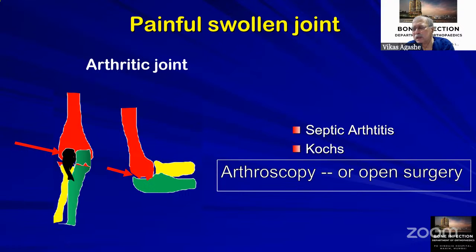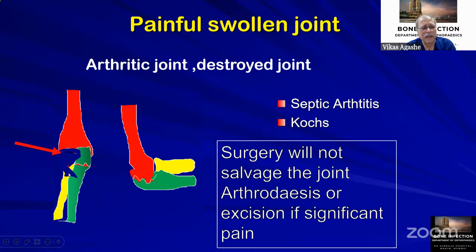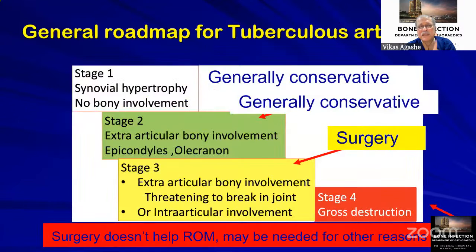Maybe fusion, maybe like here, it is totally destroyed. Then you need to do either fusion or excision. You will not be able to salvage the joint. So in this case, we had to salvage the joint. Okay, so that's the roadmap.